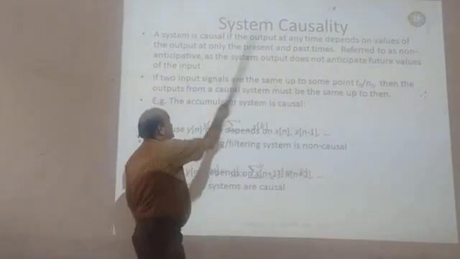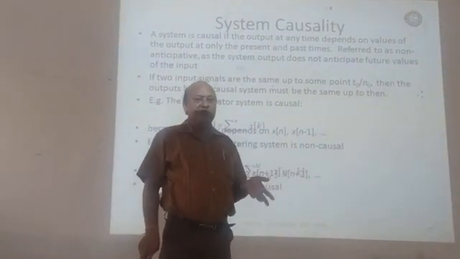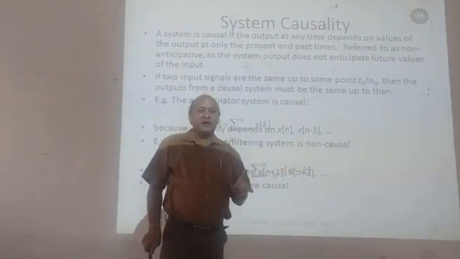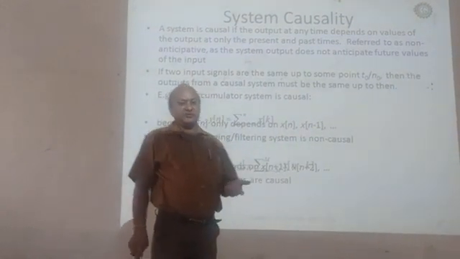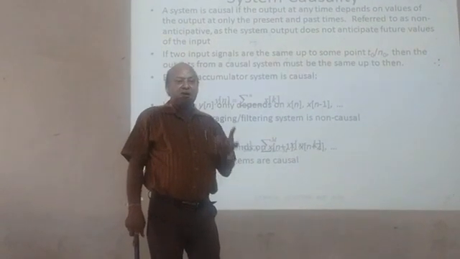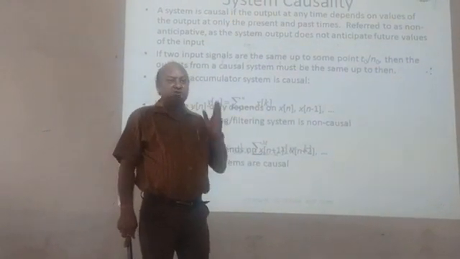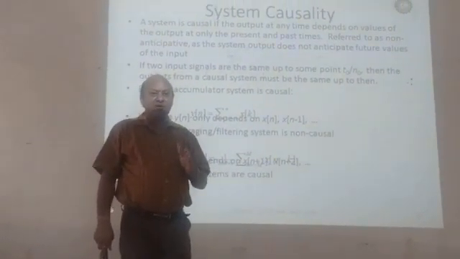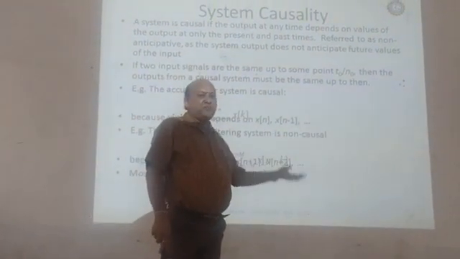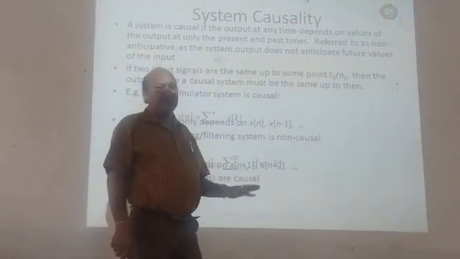Causality. System causality. In previous lectures, we have seen what causality is for a signal, what a causal signal is, and now we will see what causal systems are. Causal means the response, that is the output, depends upon the present and the past input. Those systems which are causal have their response depend on present input as well as past input. There should be no future inputs at the output of a causal system.